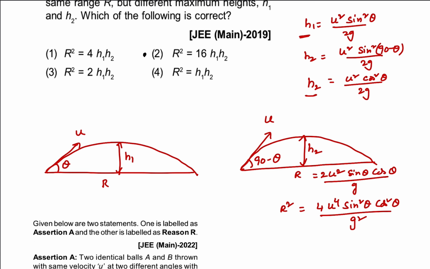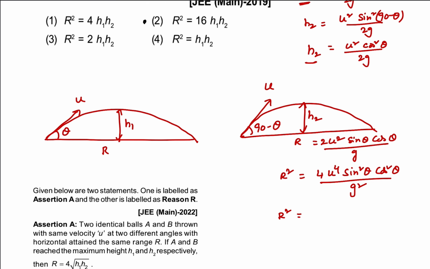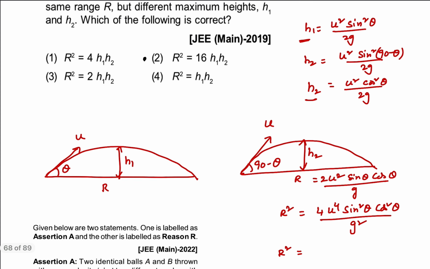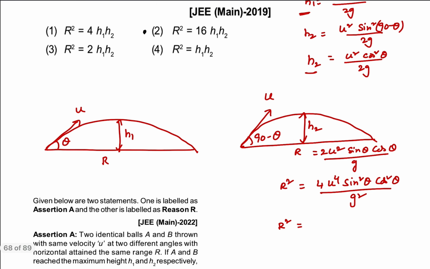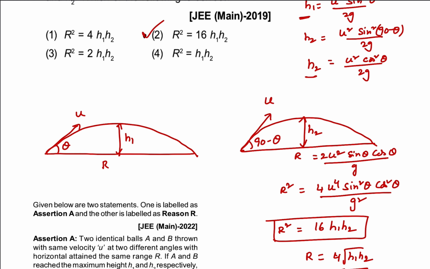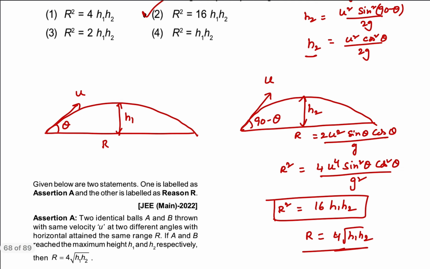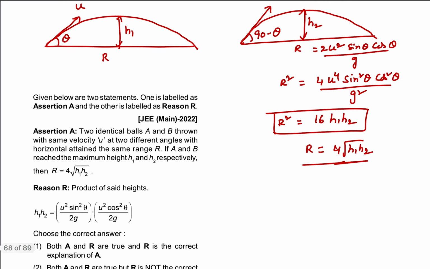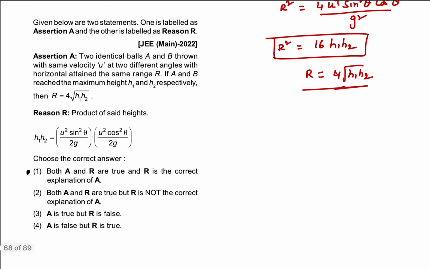Now if we substitute my h1 value and h2 value, I can get r² value equal to 16 times h1 into h2, since u⁴ sin² theta cos² theta gives h1 h2 with the 4 and 4 making 16. This is the relation between r and h1 h2. We can write r is equal to 4 root over h1 h2. So from this the second option is the correct option. In 2019 they have asked this, and in the same manner they have asked in 2022 also.